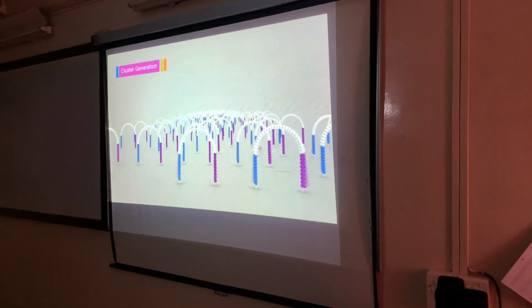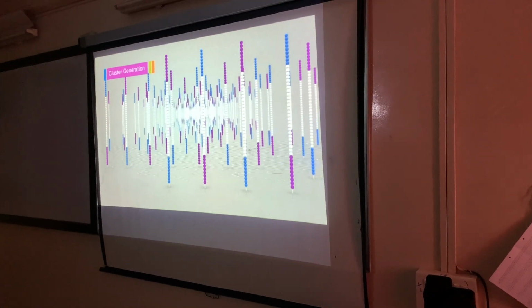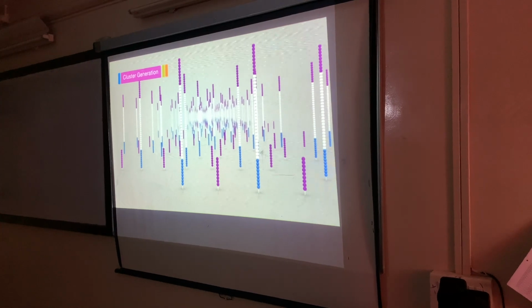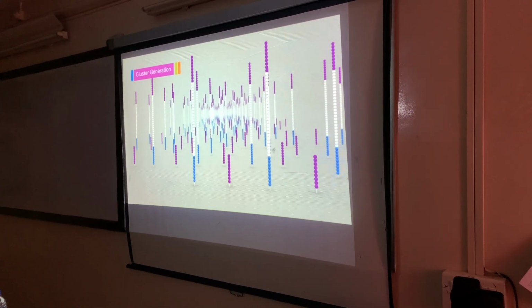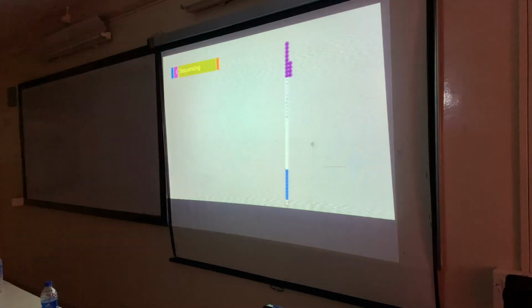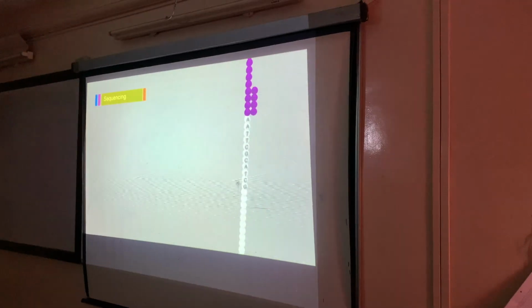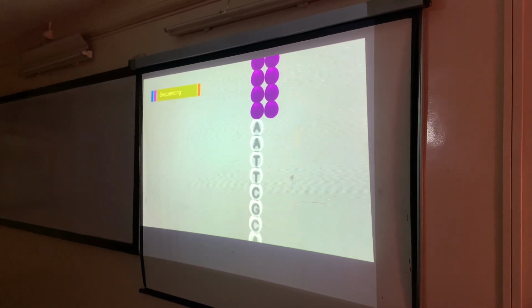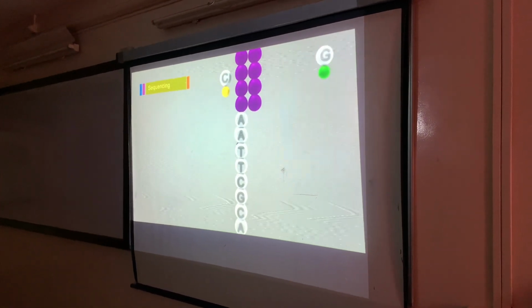After bridge amplification, the reverse strands are cleaved and washed off, leaving only the forward strands. The 3' ends are blocked to prevent unwanted priming. Sequencing begins with the extension of the first sequencing primer to produce the first read.